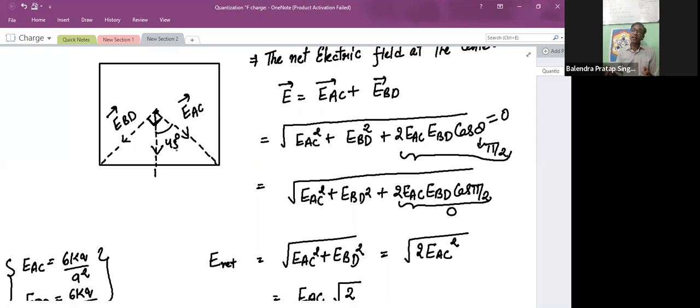Means if the angle between EAC and EBD is pi by 2, and both are equal, so the net electric field will bisect the angle between EAC and EBD, and it will pass somewhere here, 45 degrees from EAC or 45 degrees from EBD.